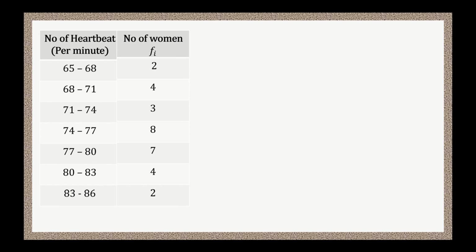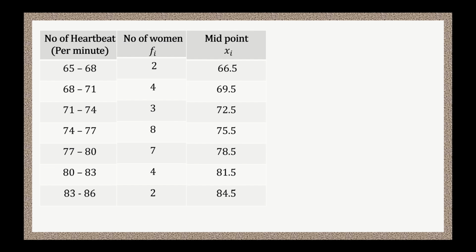Now you need to find the class marks, that is midpoints. How will you find the midpoints? The formula is class mark is equal to (upper class limit plus lower class limit) by 2. If you observe the class intervals in the number of heartbeats per minute column, 68 is the upper limit, 65 is the lower limit. So to find the midpoint, you have to add 68 plus 65 divided by 2. You will get 133 divided by 2. If you divide by 2, you will get 66.5.